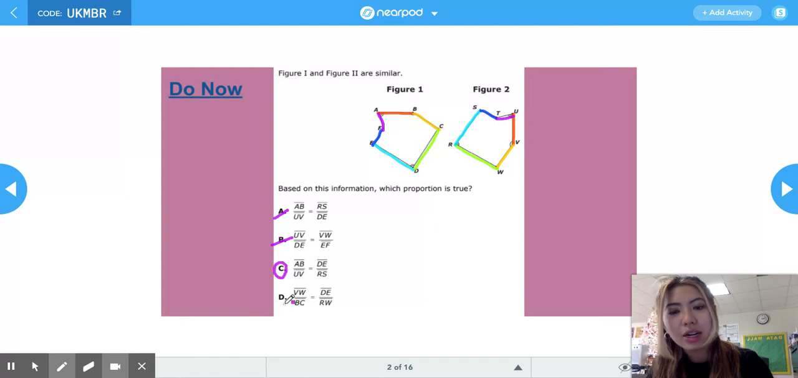And then answer choice D is saying side VW is similar to side BC, which is correct, but then it's saying side DE, so it's flipping. It started with figure 2's corresponding side, and then it went and told us figure 1's corresponding side, but then it's staying on figure 1's corresponding side, DE, and it's saying that's corresponding to RW, which is definitely not true.